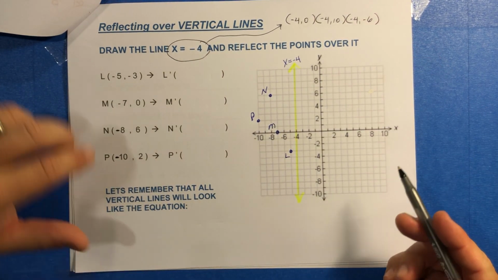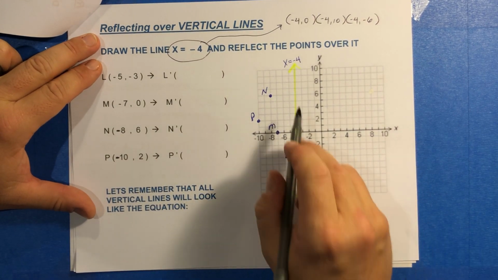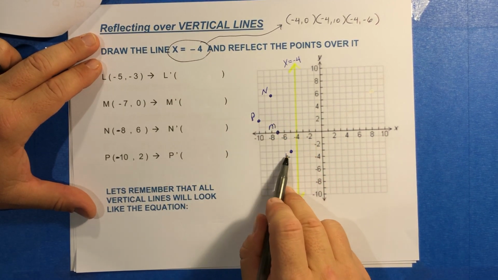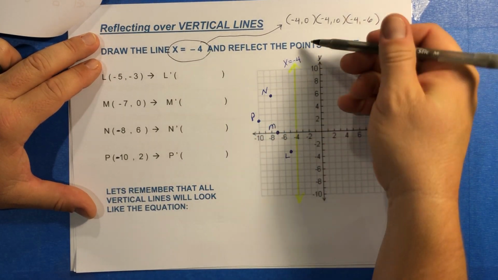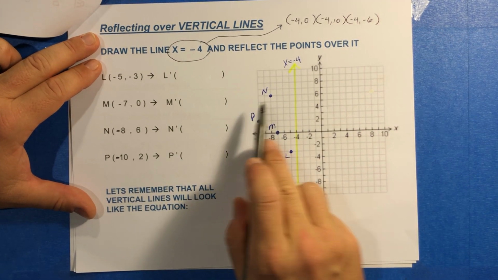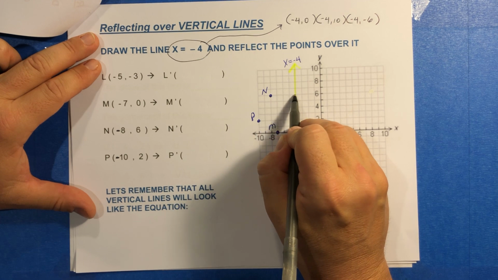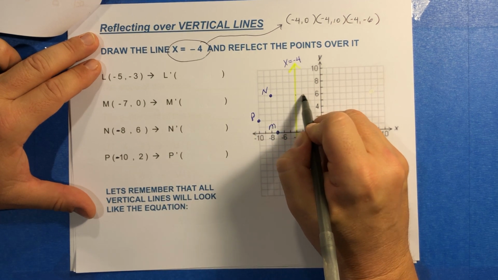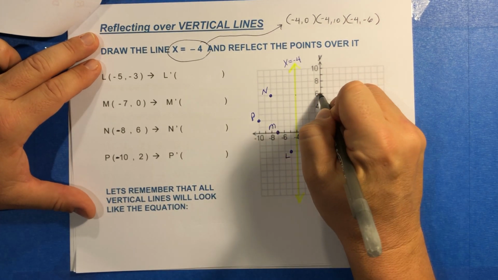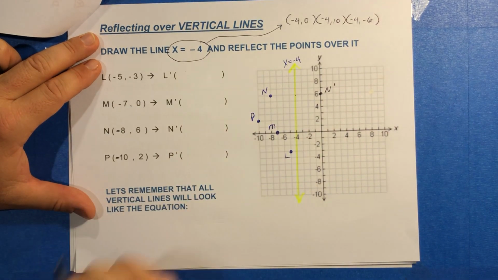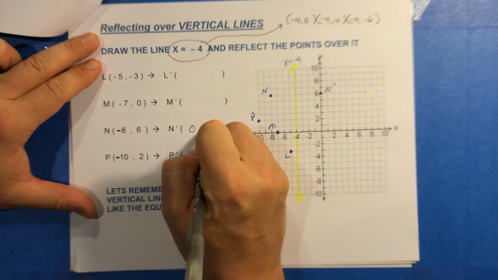So here we go. This should go quickly after the last few pages. So what I'm going to do is simply count. All of these 4 points just so happen to be on the left side of the vertical line. So when we reflect it, they will all end up on the right. So N is going to end up 1, 2, 3, 4 to the left. N prime will be 1, 2, 3, 4 to the right, which is at 0, 6. That's N, 0, comma 6.